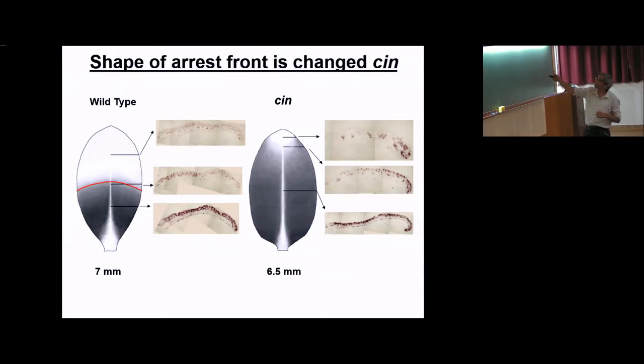That changes dramatically in the mutant. If you take a section here, you see there is much more cell division, or histone signal, towards the peripheral region than in the central region. So if you measure the shape of the arrest wave, it is almost round or highly convex. That can explain why it is losing its flatness, because there is more cell proliferation and more growth in this region than in this region.